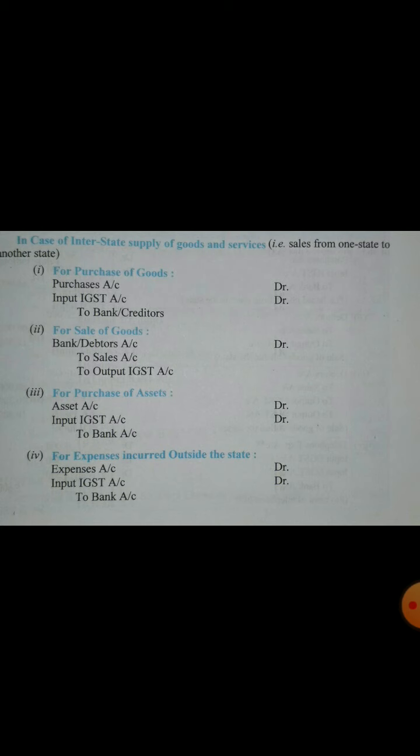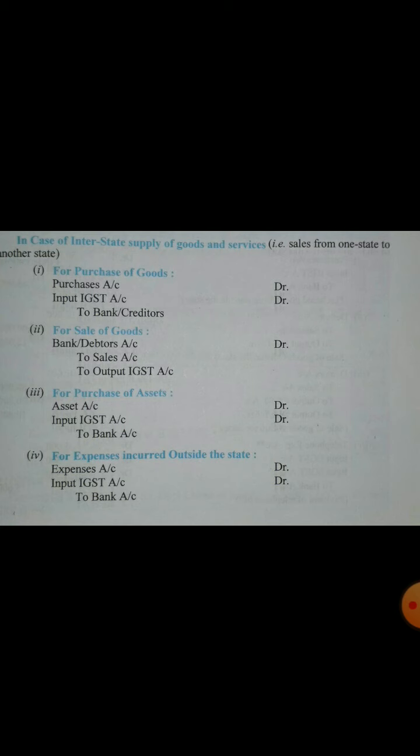Now, when goods are bought from any other state than the home state of the business, that is called an interstate situation. In this situation, some differences will be there, and I will discuss what the difference is. First thing is purchases of goods. What entry did you make there? You passed the journal entry: Purchases account debit, input State GST account debit, input Central GST account debit, to bank or creditors account.